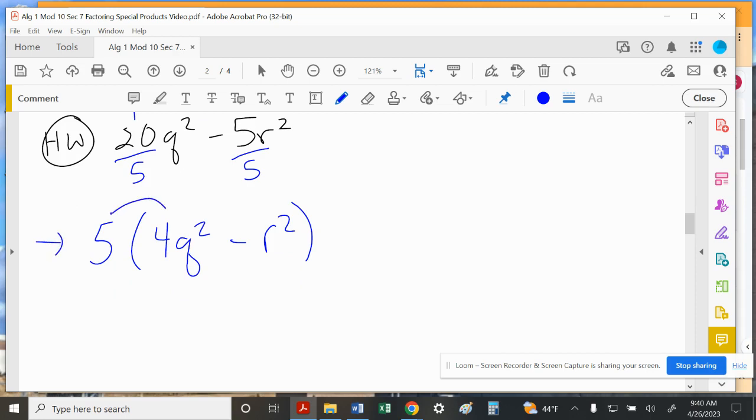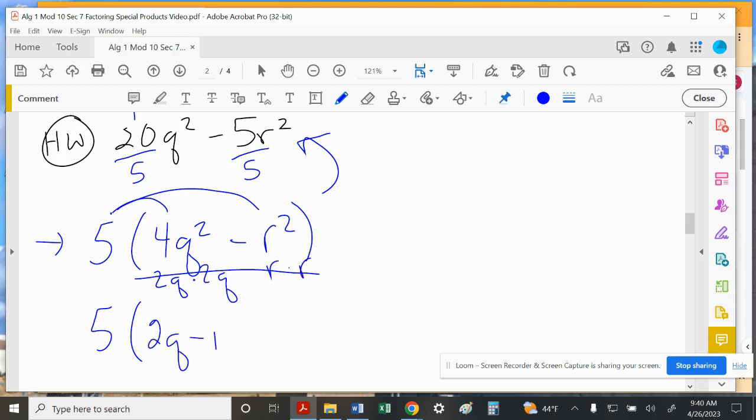Now, remember that if I multiply it back out, I should get the same thing. So I have this here. That is now a difference of squares. I have 2q and 2q, and I have r and r. And so I end up with 2q minus r, 2q plus r, and you notice that I have my 5 sitting out here, so this would be my final answer. And that's how we do difference of squares. We're next going to do perfect squares, which is a little bit more complicated and a little bit harder to recognize.